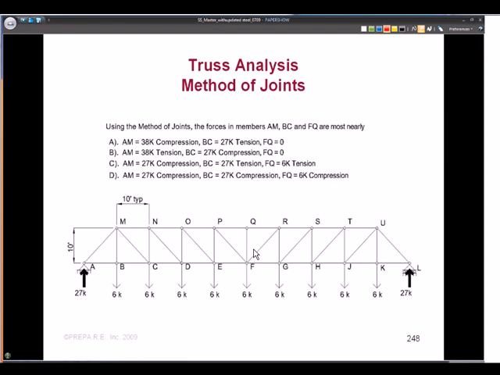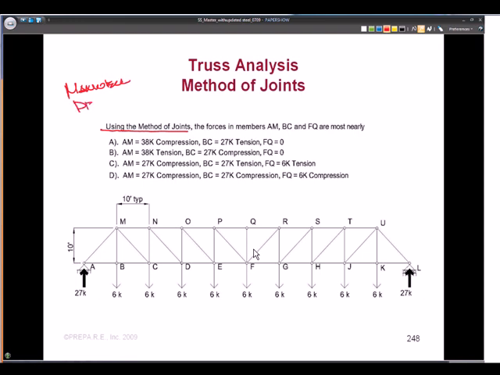And again, this is one of those problems where before you jump into the numbers, see if we can solve the problem by intuition and understanding how it behaves. So the first thing it says, use the method of joints. What if it said use the method of sections or use the Maxwell diagram?